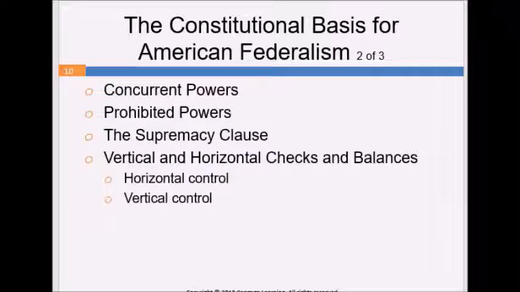We have vertical checks and balances, which allow states to influence the national government and vice versa. Horizontal checks and balances provide another form of check and balance in that the governments on the same level, either state or national, may check one another.